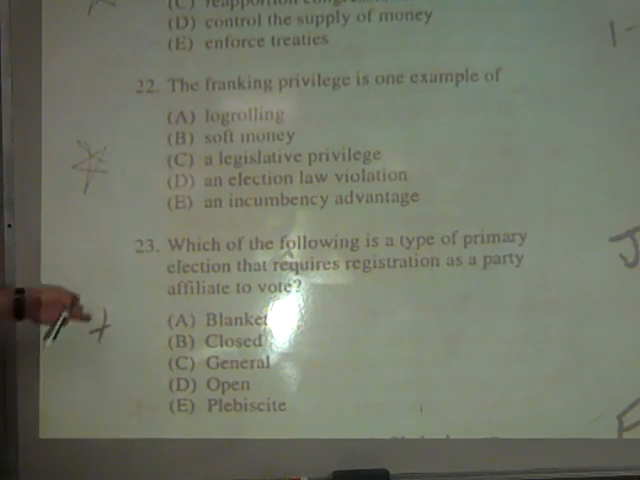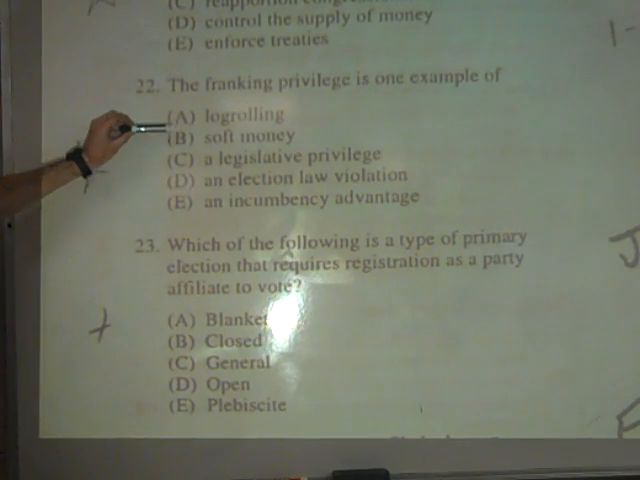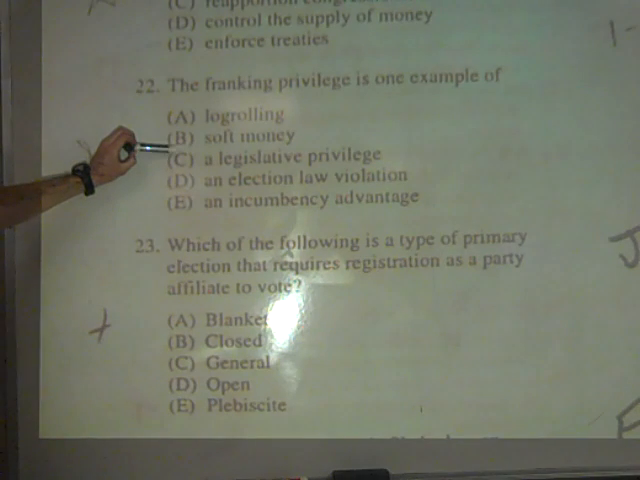And so is that log rolling? No, that's trading votes in Congress. Is that soft money? No, that's where a donor has a limit on how much they can donate to a particular campaign, a particular candidate, so they give to the party instead. And that was made illegal by the Bipartisan Campaign Finance Reform Act.